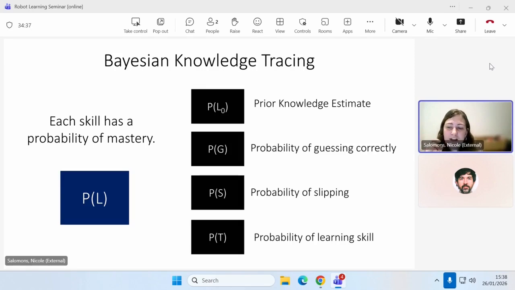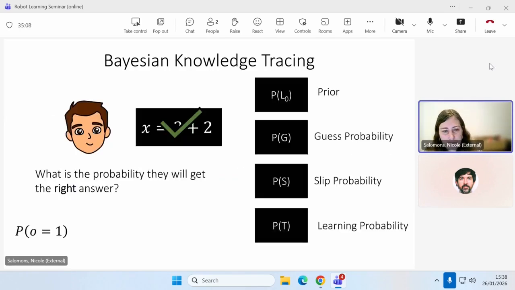We also need to define the probability of slipping. That is the probability that the student has mastered that skill, but then accidentally gets it wrong. And we all do this. Sometimes we know the answer, we've mastered it, but we accidentally do a sum wrong in our heads and get the answer wrong. Then lastly, we have the probability of transitioning, or the probability of going from not mastering a skill to having mastered a skill.